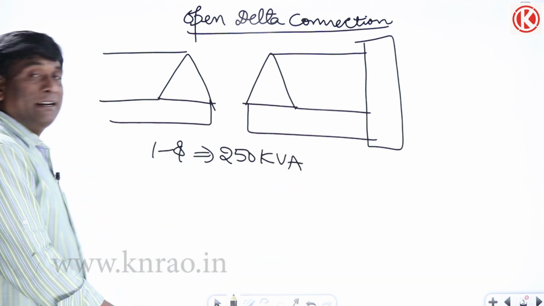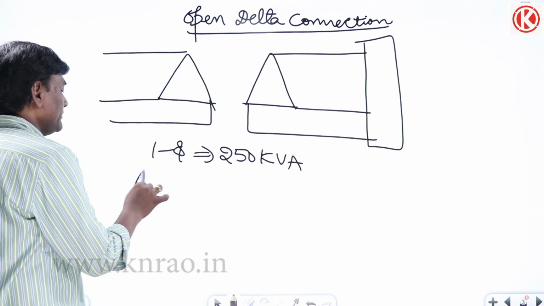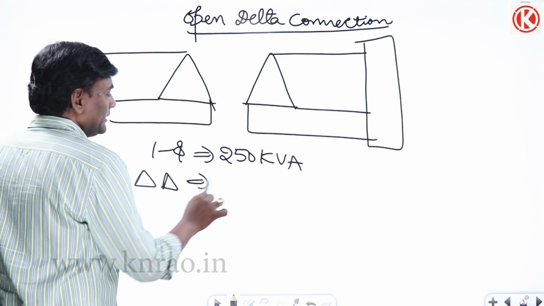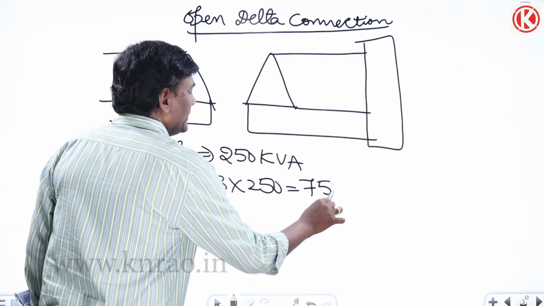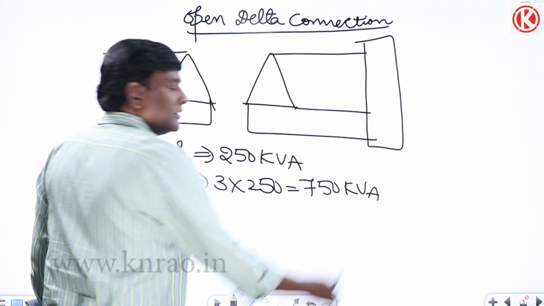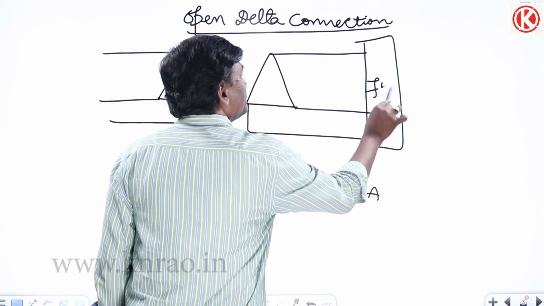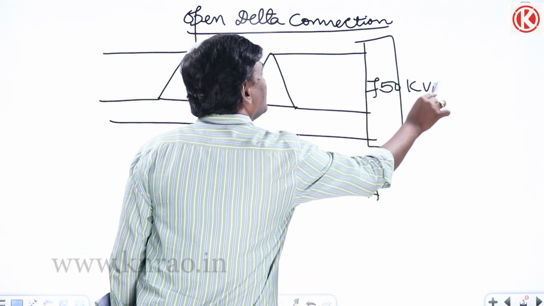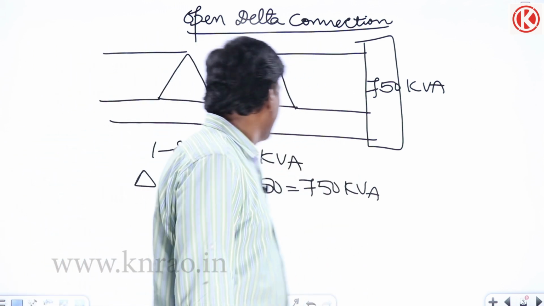If I have a delta connection, what is the rated capacity? In delta connection, the rated capacity is going to be 3 into 250, which is 750 kVA. For example, if the load demand is 750 kVA, it means that each and every transformer is fully loaded, rated.